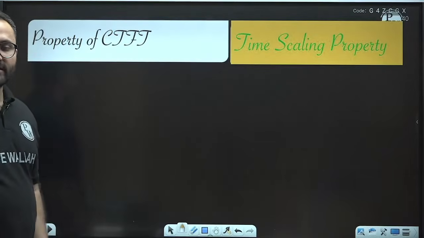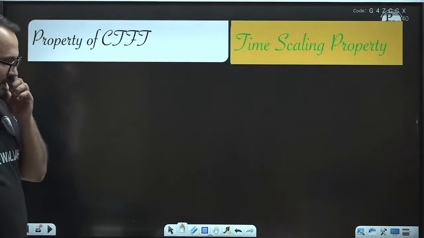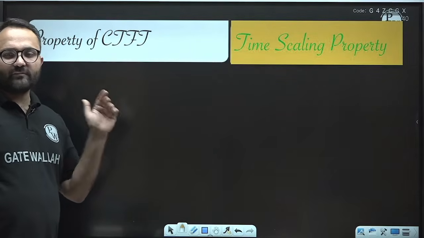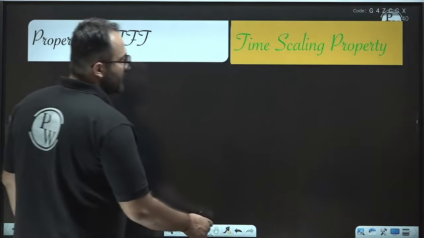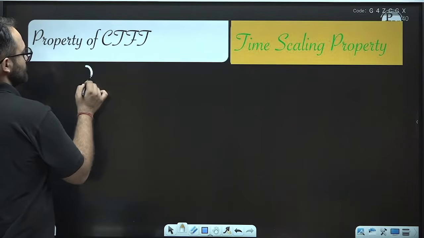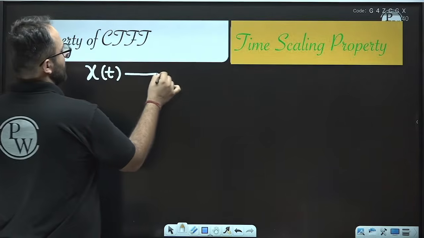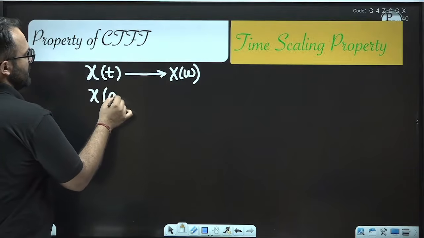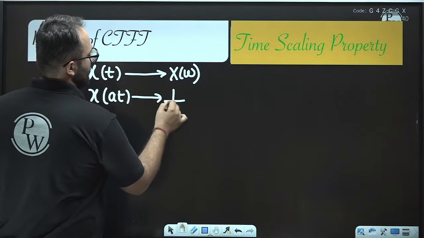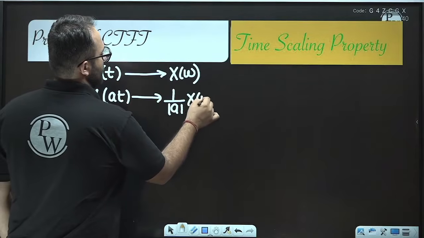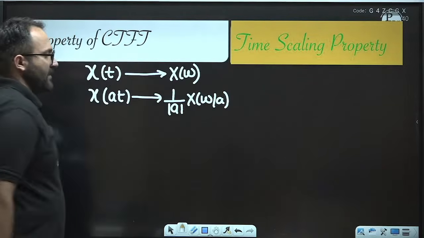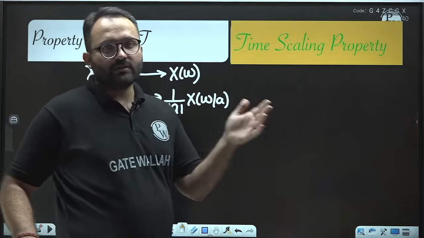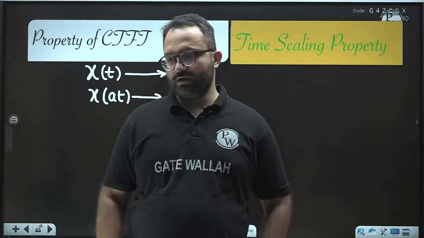Time scaling property is also very important. We have seen the time scaling property in Laplace. So if you remember the Laplace property, the same property is repeated here. The property says that if x of t has Fourier transform X of omega, then x of at will have Fourier transform 1 upon mod a, X of omega by a. If you link it with Laplace, you don't have to remember this property.